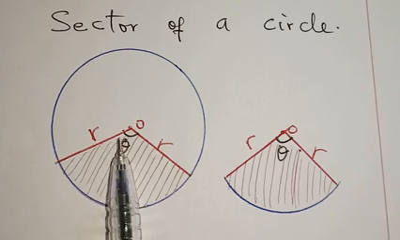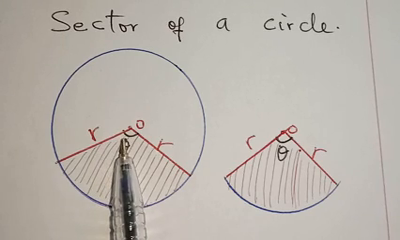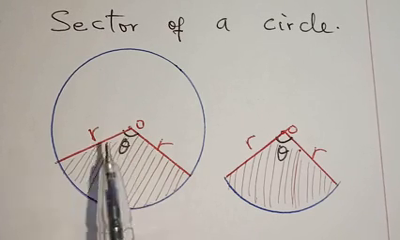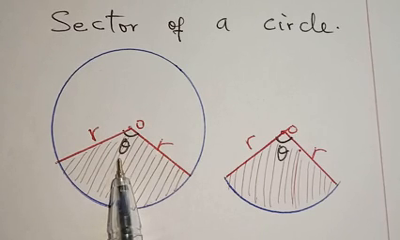In a circle, there is a radius. In a sector, there is a radius. In a circle, we have an angle. The angle at the center there is 360, whereas the angle in a sector is not up to 360. That's why I represented it with theta.